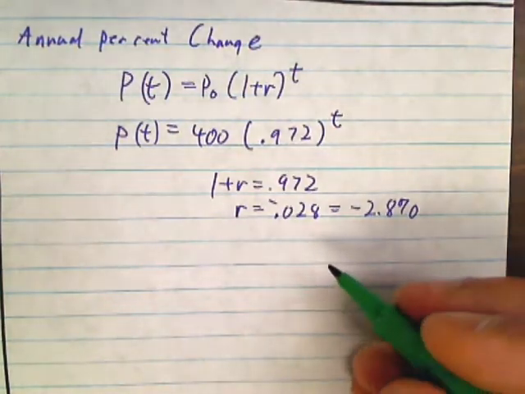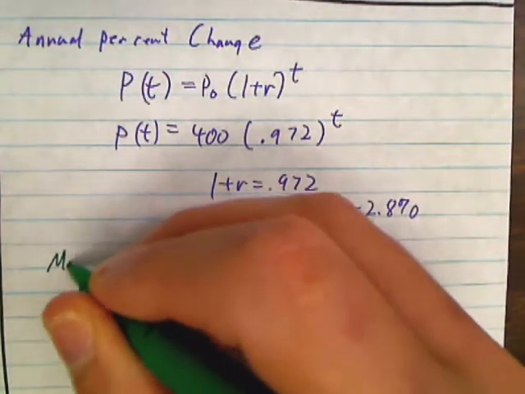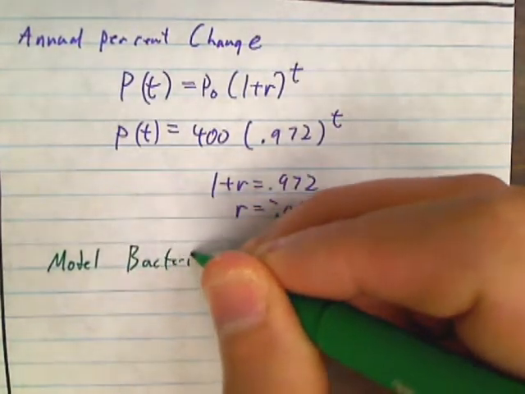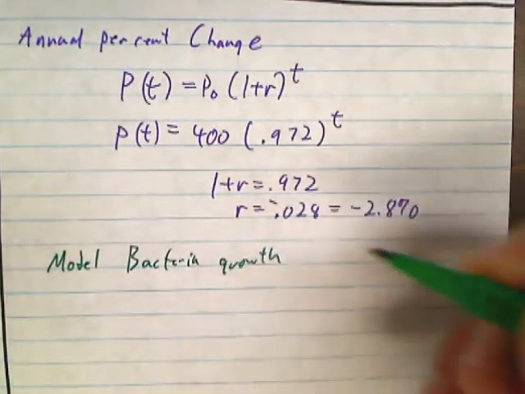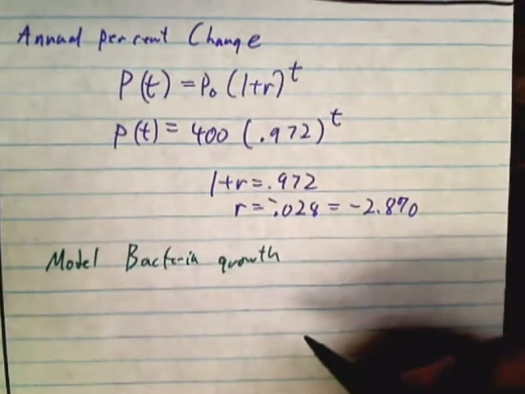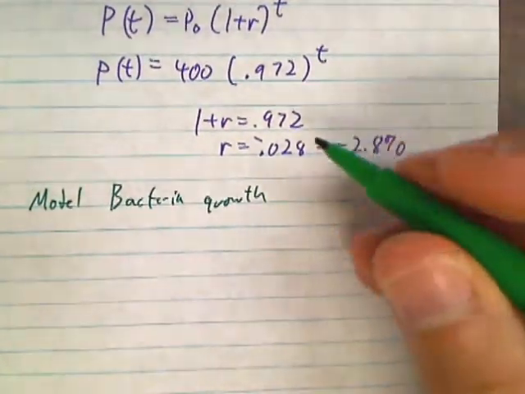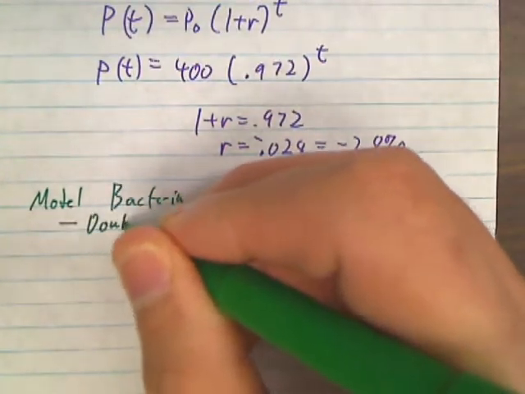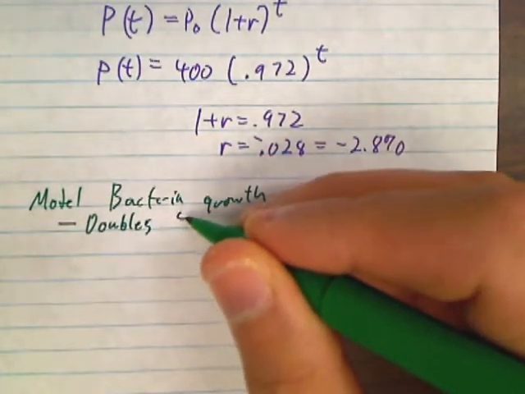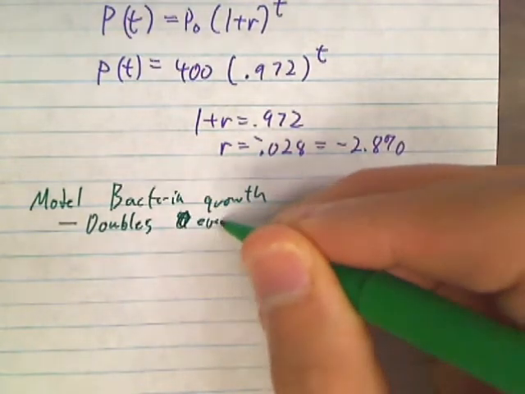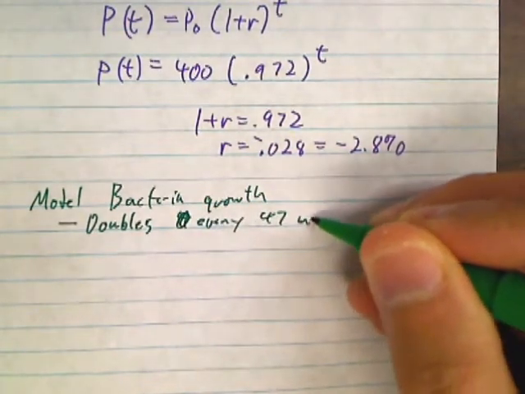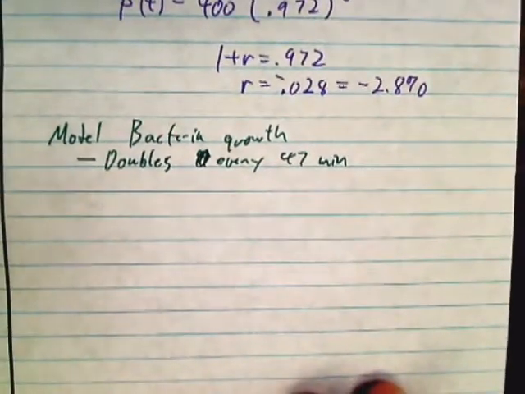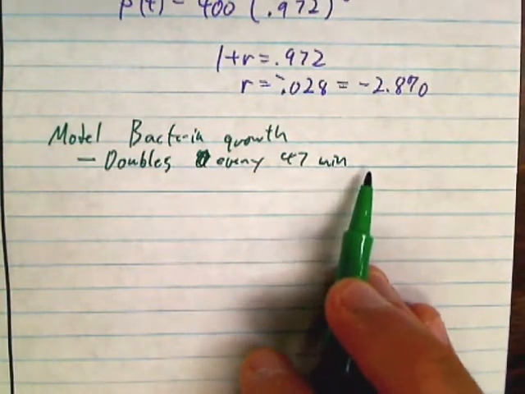So let's do something a little different. We're going to model bacteria growth. We're going to say it doubles every 47 minutes. This population of bacteria doubles every 47 minutes. Depending on the problem, they can tell you it doubles at any interval. Just make sure you hang on to that word minutes there.